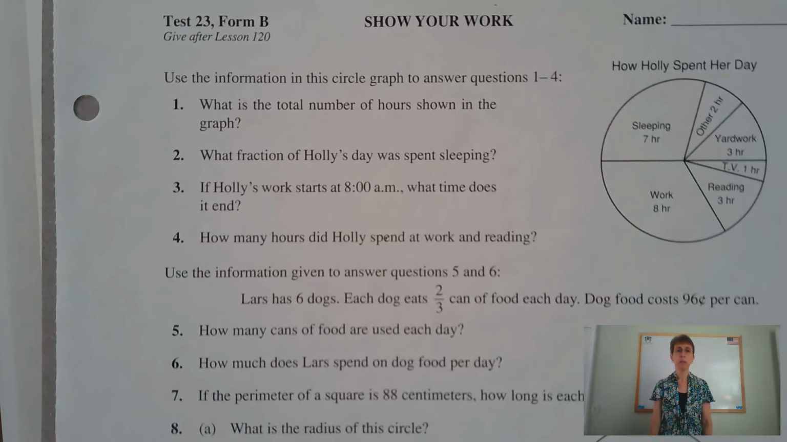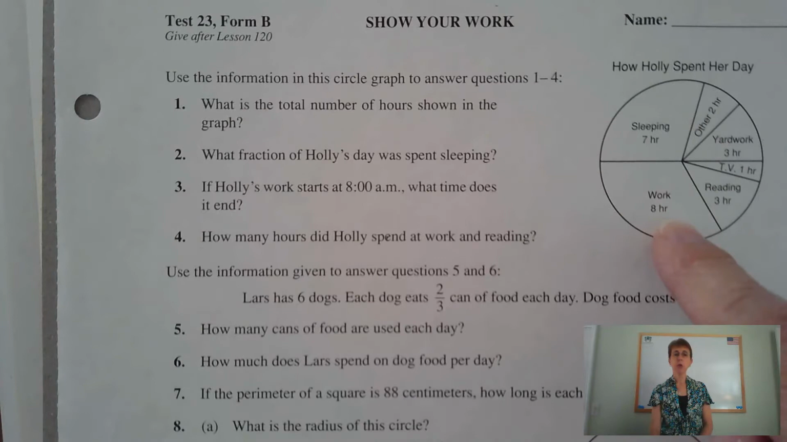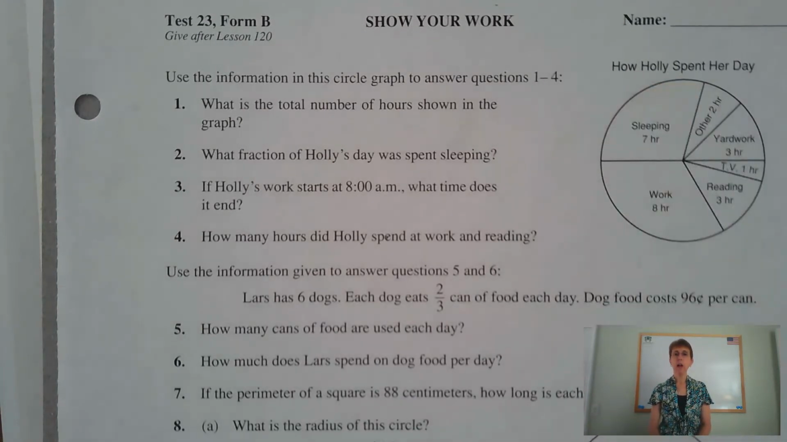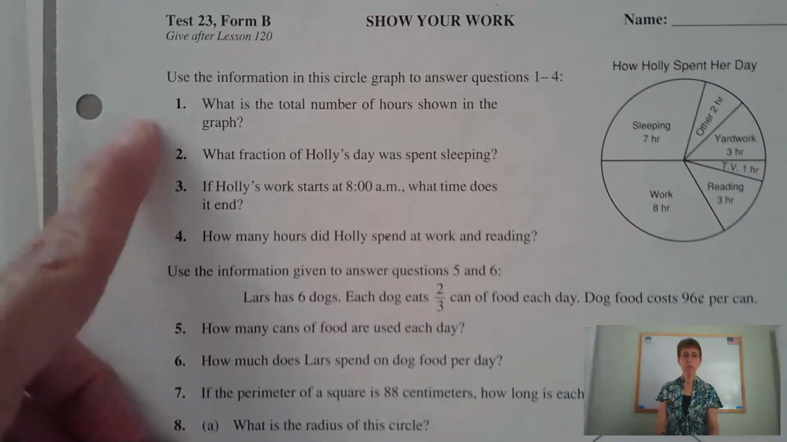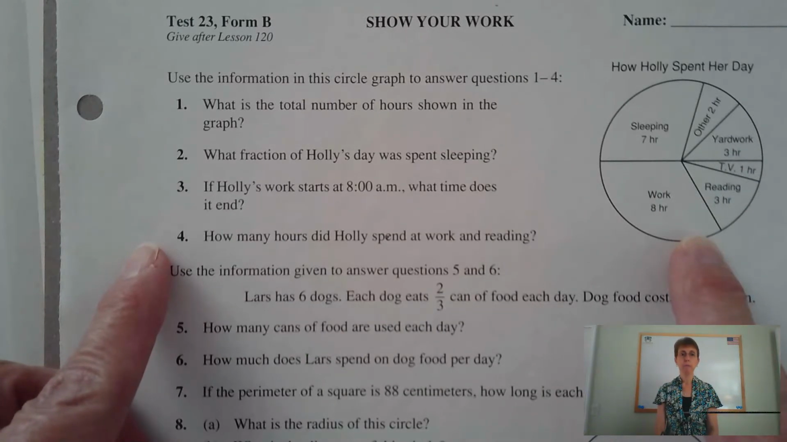Test 23B. Beginning, use the information in this circle graph to answer questions 1 through 4. So you're going to be using information here in this graph to answer questions 1 to 4. Again, you always take notice of the title, How Holly Spent Her Day. And then you answer these 4 questions based on the information here in the graph.